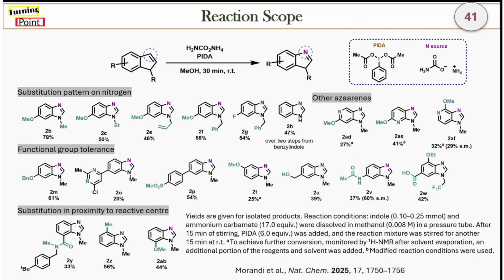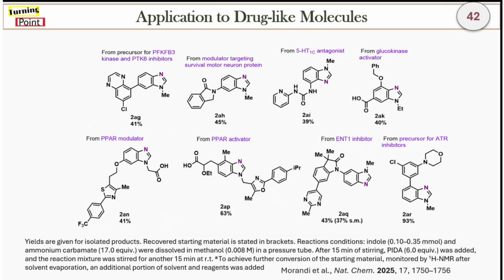In this indole, the C4 and C7 centers are very reactive, but still they got this swapped product when there is a substitution at this position. After the reaction scope, they have also shown some application to late stage editing of drug-like molecules. So their method has shown a variety of functional group tolerance, and it is widely applicable.